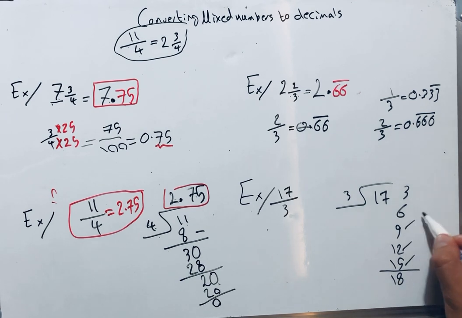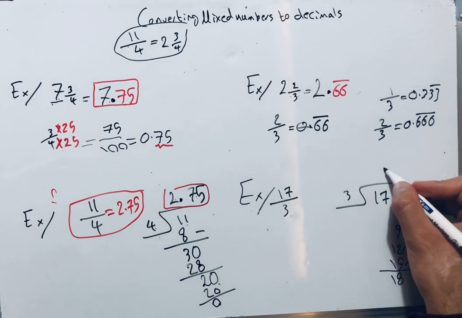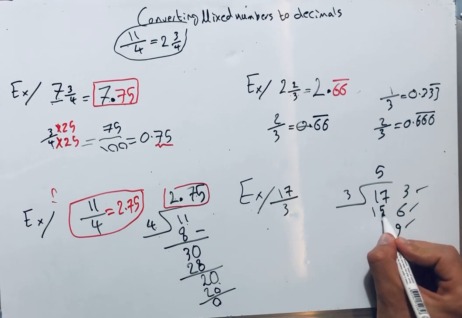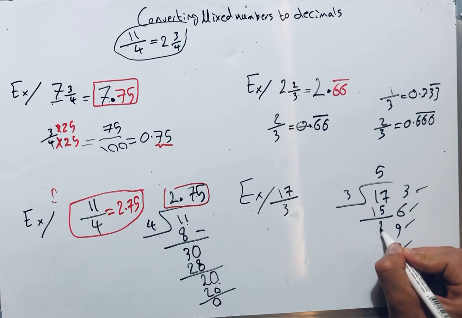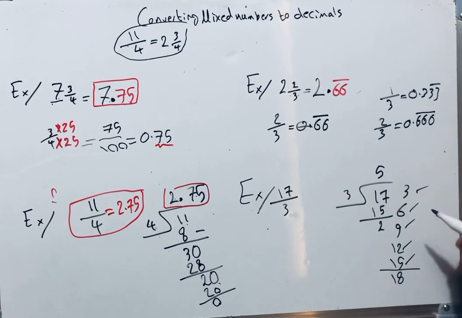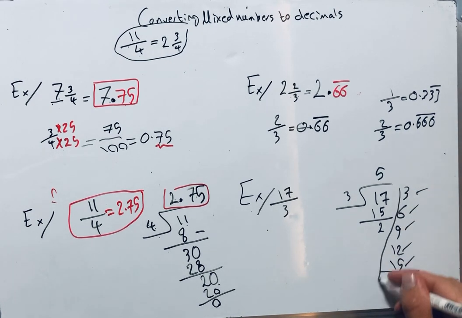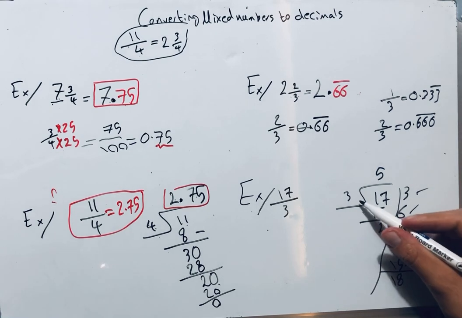So how many? 1, 2, 3, 4, 5. We have 5 of those. Now 3 times 5 is just 15. We subtract these, we get 2. Again, some of the steps that I do are quick. You can always watch the video again or go back 10 seconds to get the hang of it. Now again, how many 3s in 2?